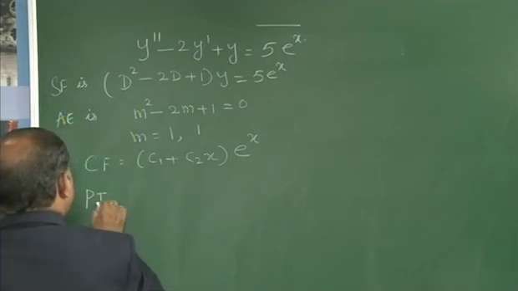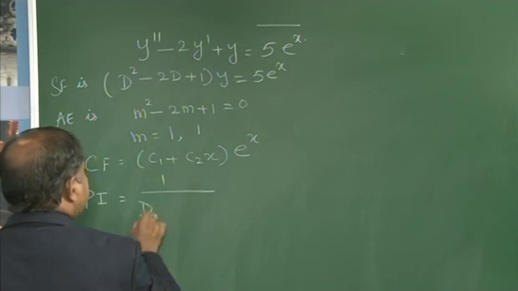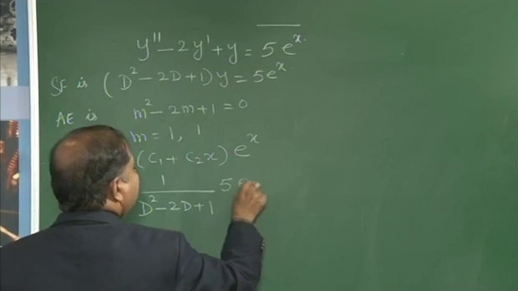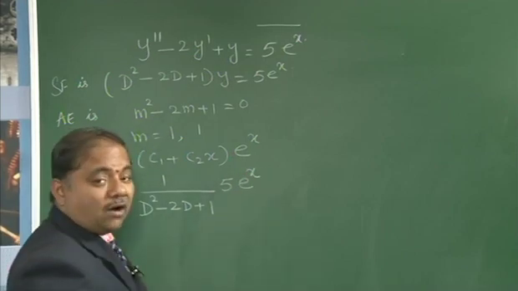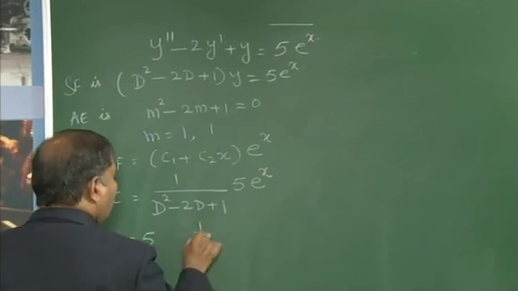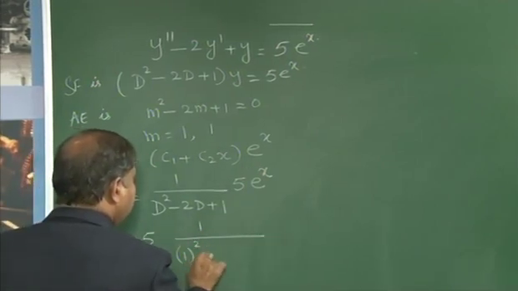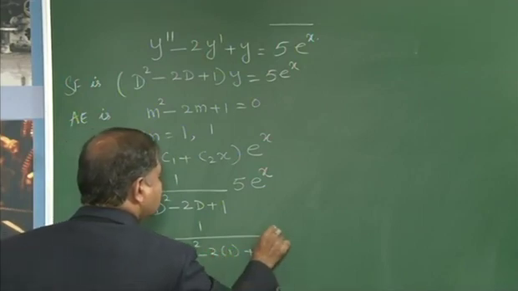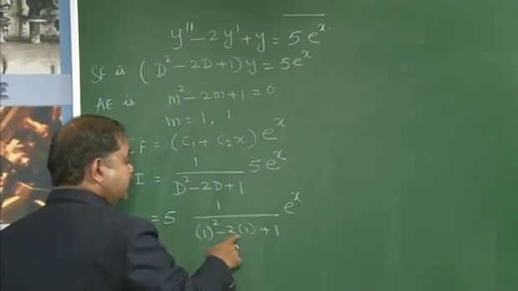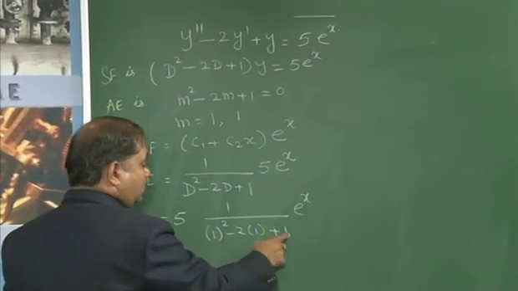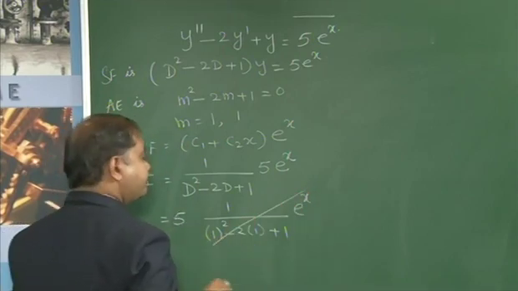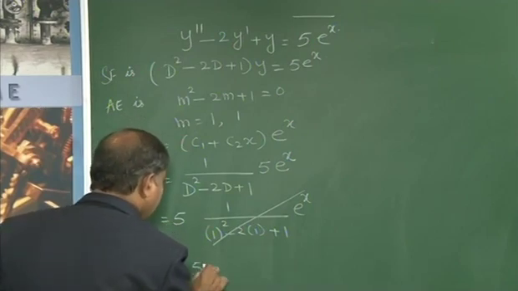Particular integral: 1 by D squared minus 2D plus 1 times 5 e power x. Now replace D by the value 1. Setting the 5 aside, 1 by 1 squared minus 2 into 1 plus 1. See here, 1 plus 1 is 2, minus 2 is 0. So don't consider it. What did we say the procedure was?